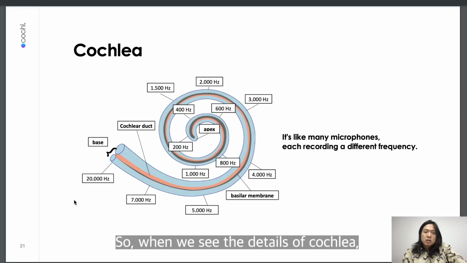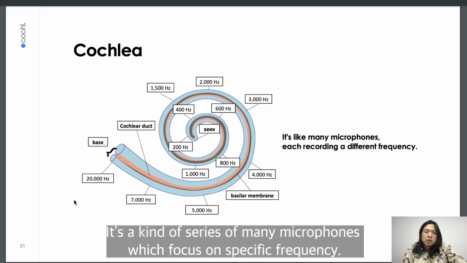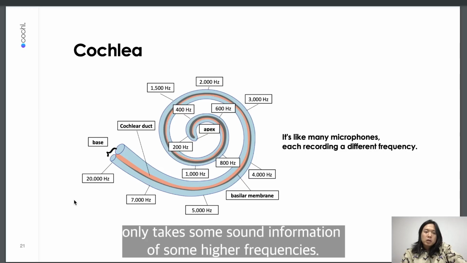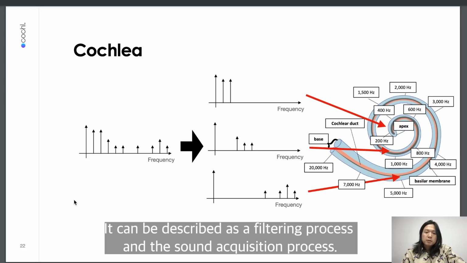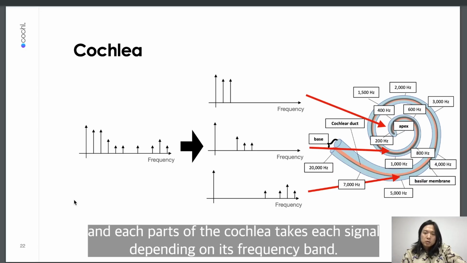So when we look at the details of the cochlea, this is a kind of microphone, but not just a single microphone. It's a series of many microphones, each of which focuses on a specific frequency. The very beginning part of the cochlea only takes sound information of higher frequencies, and the deeper part of the cochlea takes very low frequencies. It can be described as a filtering process and a sound acquisition process. All the input sound is first divided into multiple frequency ranges, and each part of the cochlea takes each signal depending on its frequency band.